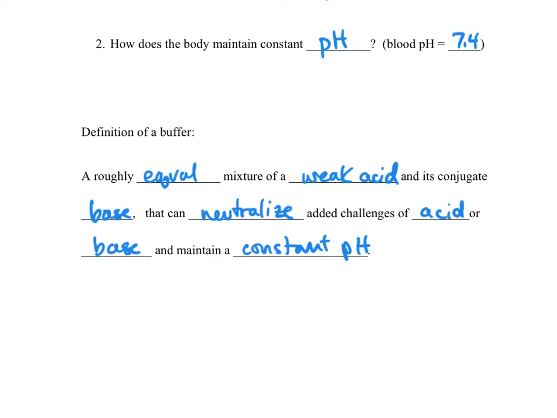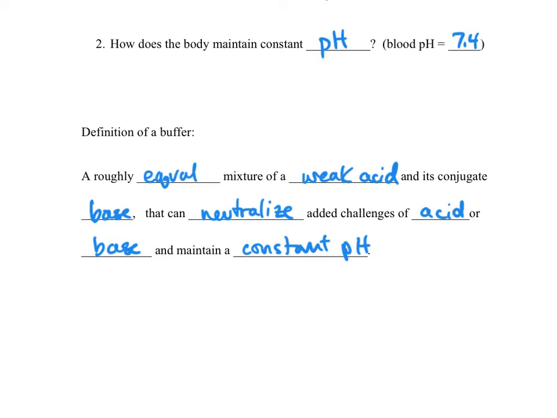Okay, our goal is to understand how buffers can maintain constant pH in blood, for instance, or in any solution for that matter. And we finished off last time saying a buffer is a roughly equal mixture of a weak acid and its conjugate base that can neutralize added challenges of acid or base.